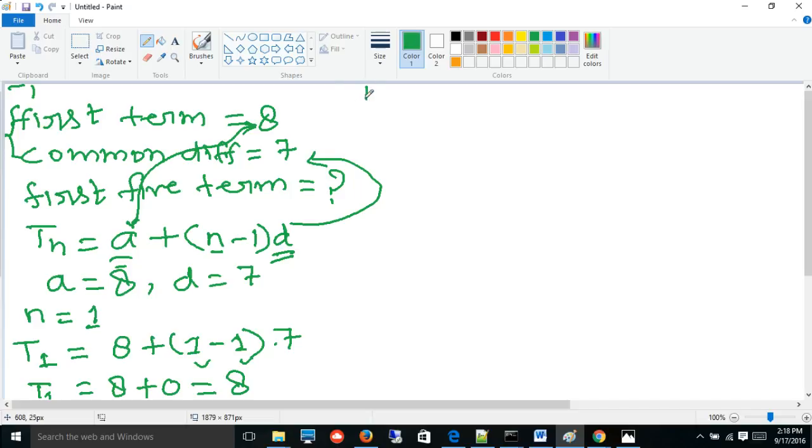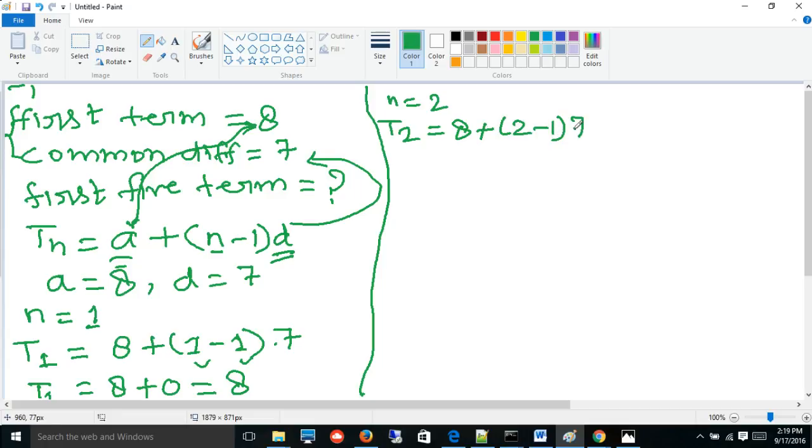Now we will calculate the second term, with the same process. We put the value of n as 2. So t2 equal to 8 plus 2 minus 1 into 7. Now it will be 8 plus 7, since 2 minus 1 is 1 and 1 into 7 equals 7. Now 8 plus 7 equal to 15. So we got the second term also: the second term of the AP is 15. Now we will put the value of n as 3. So what will we calculate?